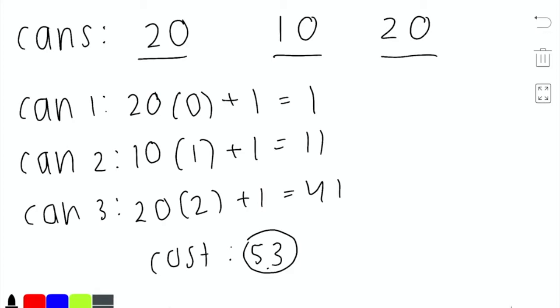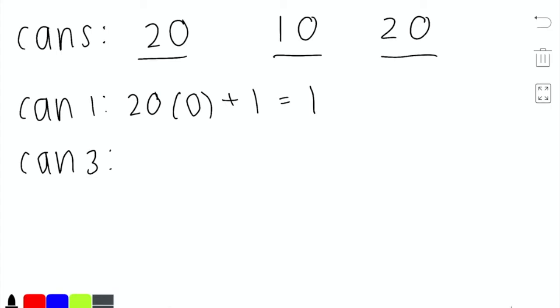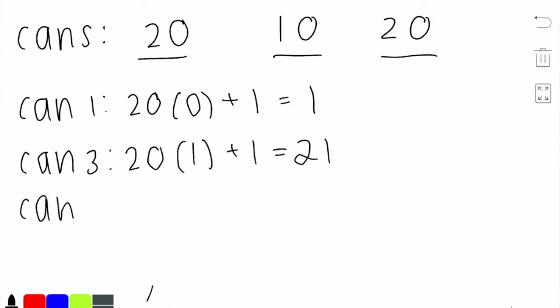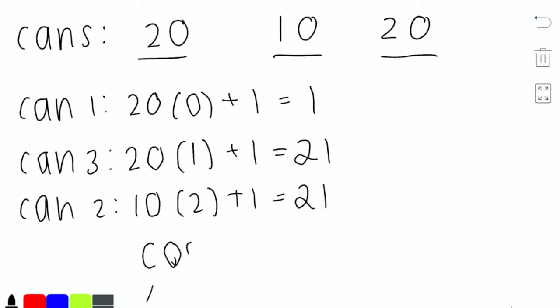And so we actually discovered that the minimal cost is given if we go in the order of first knocking down the first can, then the third can, then the second can. So let's go over that. If we were to knock down the third can after the first can, the durability would be 20, the number of cans knocked down so far would be 1, and then we would add 1, so we would get a cost of 21 for this can. And then if we were to do can 2, the durability is 10 times 2, the number of cans that have been knocked down so far, plus 1. So then we would get 21. And so then we would get our minimal cost, or the minimum number of shots, which is 43.